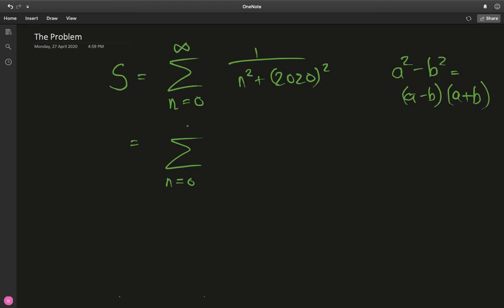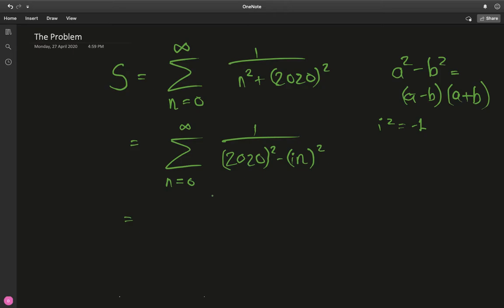So we have the sum from n equals 0 to infinity of 1 over 2020 squared minus (in), but the whole thing squared. And since i squared is negative 1, (in) the whole thing squared is negative n squared, and that negative will make a positive. So we haven't exactly changed the meaning of our original expression.